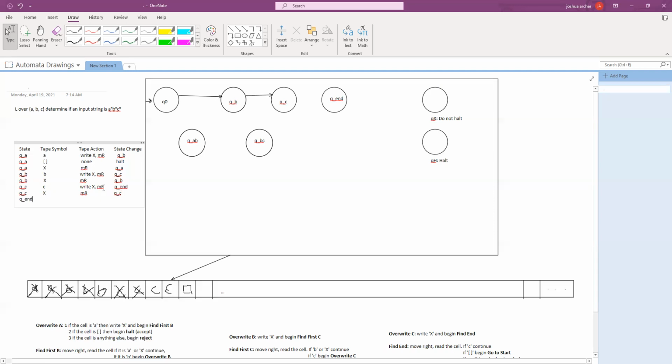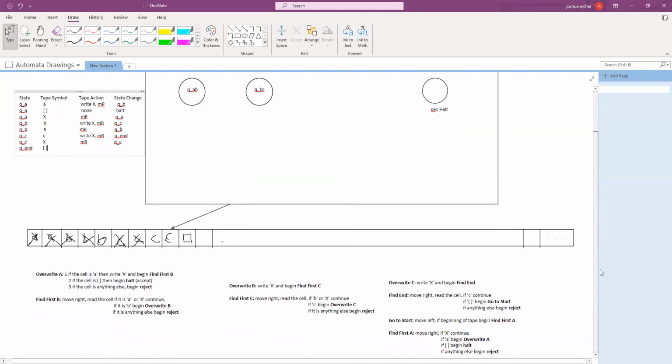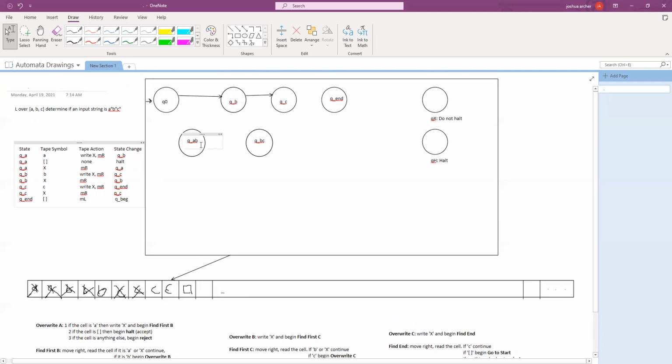Okay, so if I'm in Q end, and I see the end of the tape, which is going to be this symbol, that means I found the end, and I need to go to the beginning. So I'm going to move left, and I'm going to go into the state, let's just call it Q beginning, even though we don't have one of those right now. I'll just change this one to be Q beginning because I don't think we need that one.